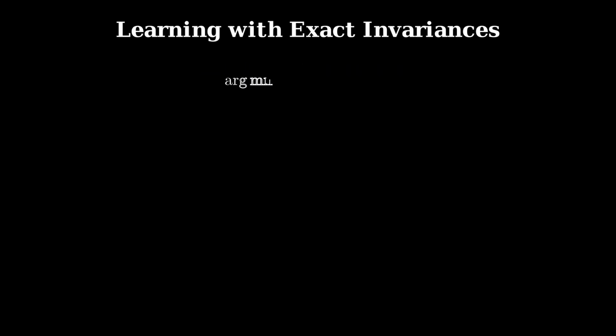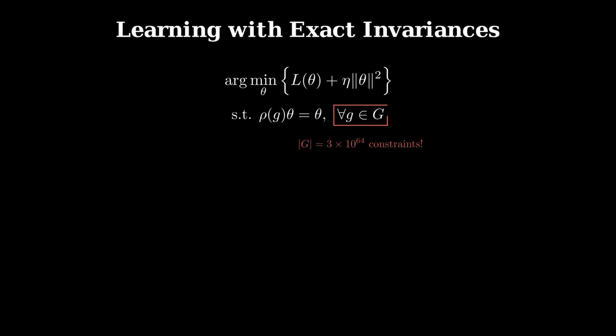The optimization takes the form, argmin over theta of L of theta plus eta times the squared norm of theta, subject to the constraint that rho of g times theta equals theta for all g in G. This is convex, which is good. But the constraint must hold for every element g in the entire group G, which can be astronomically large.